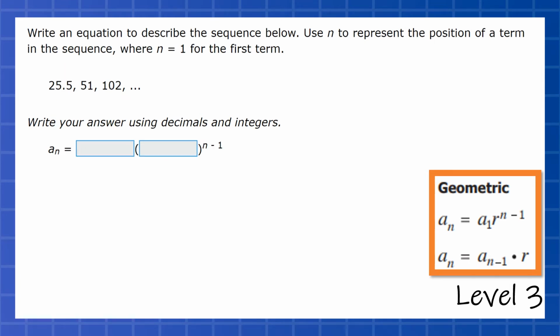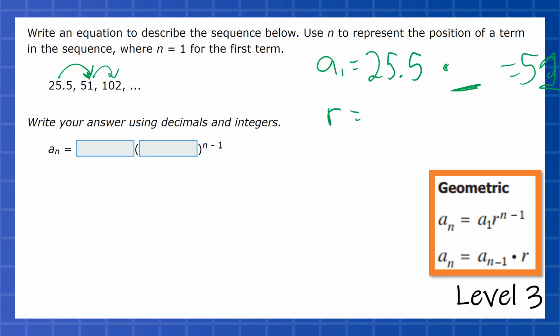Let's look at another example. Now, this one might freak you out because it's got a decimal and then no decimals. Okay? But remember what we're trying to focus on. What is a sub 1? The first term. And the first term is 25.5. We also want to know what the R is. What are we multiplying by? So what do you need to multiply by 25.5 to get to 51? And hopefully from there you can say, oh yeah, it's just 2. The number 2 is what we're looking for there.